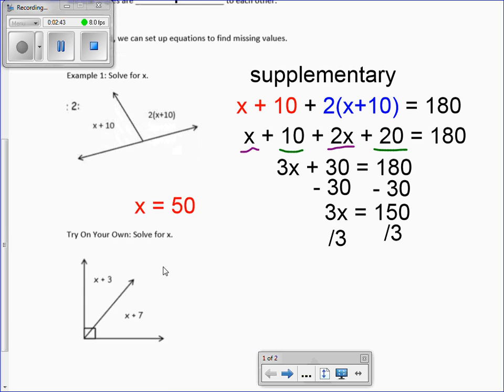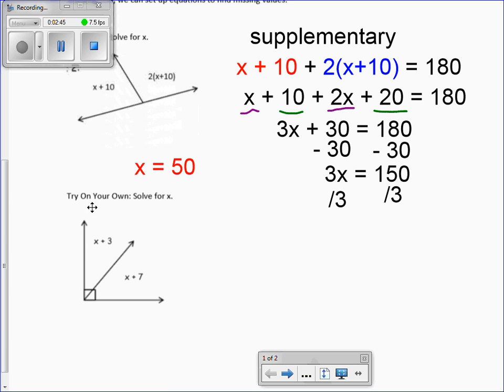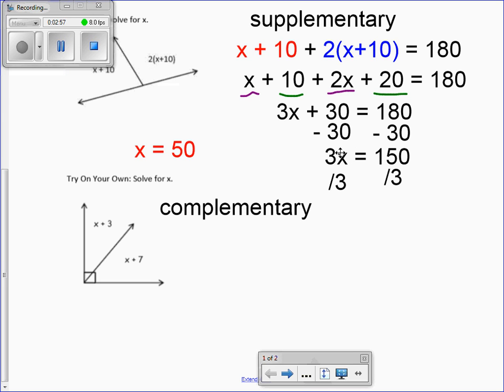Okay? So you guys are going to try this one on your own. My only hint is that these two angles make a right angle, so they are complementary angles. So scroll up to figure out what this is actually going to equal, and then you solve it the exact same way you did for example 1. Either pause the video or you can come back to it later.